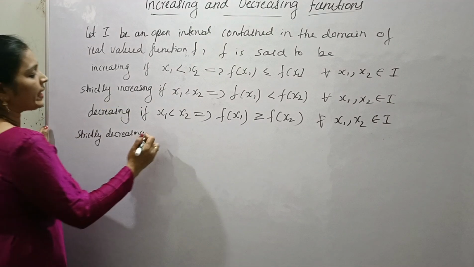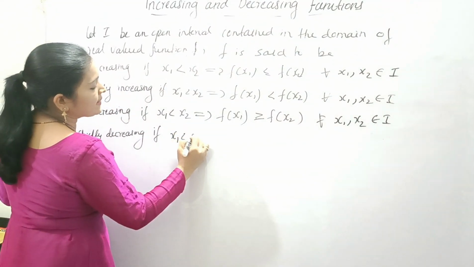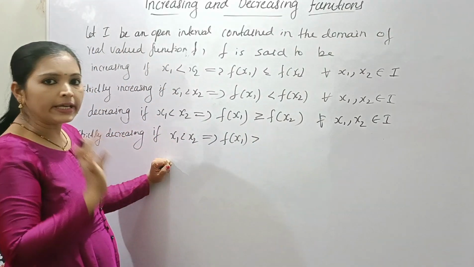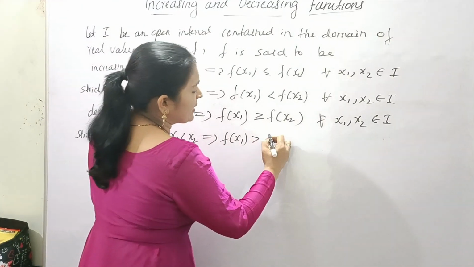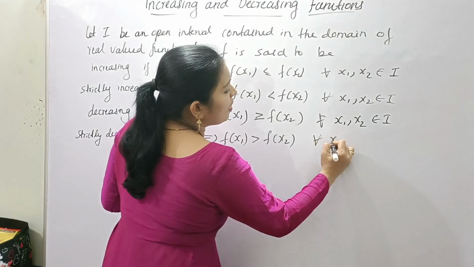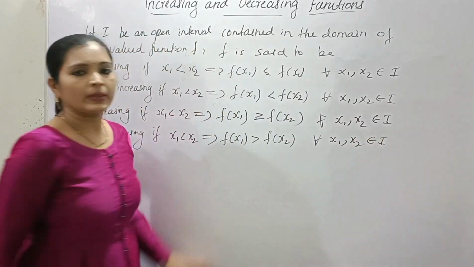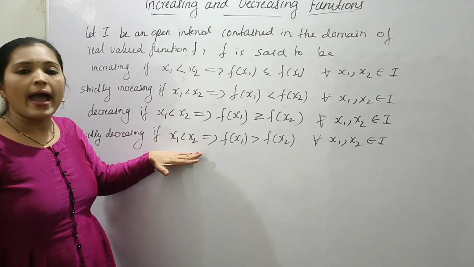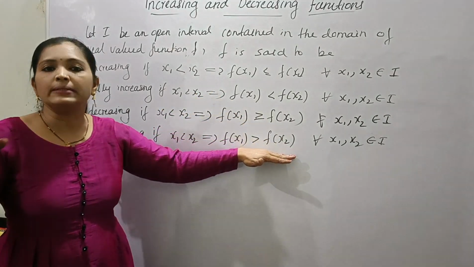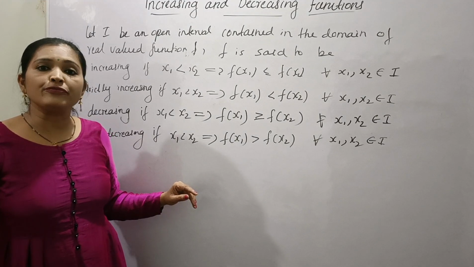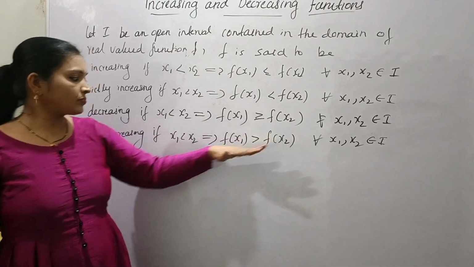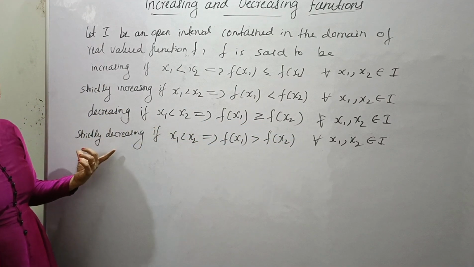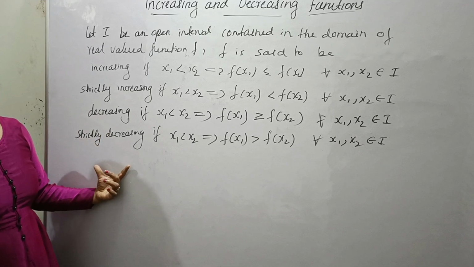So f is said to be strictly decreasing if x1 less than x2 implies f of x1 greater than, only greater than, no equal, f of x2, for all x1, x2 belongs to I. f is said to be strictly decreasing if as x increases, f of x decreases, there is no same value in f of x. So then the function f is said to be strictly decreasing.